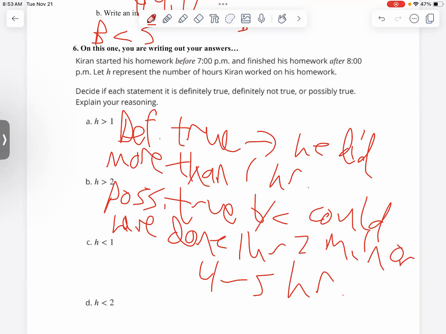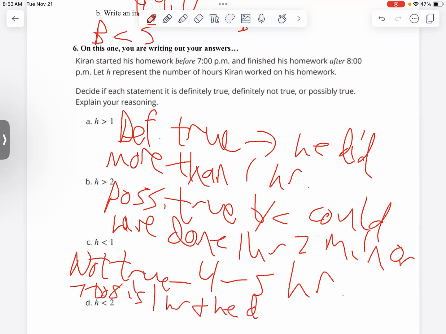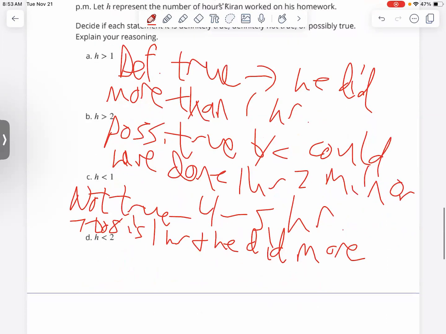So something like that, right? This one is not true, okay? Because he spent, so 7 to 8 is 1 hour, and he did more than that according to the question, right? And did he do less than 2 hours? Possibly, but not definitely, because he could have done more.